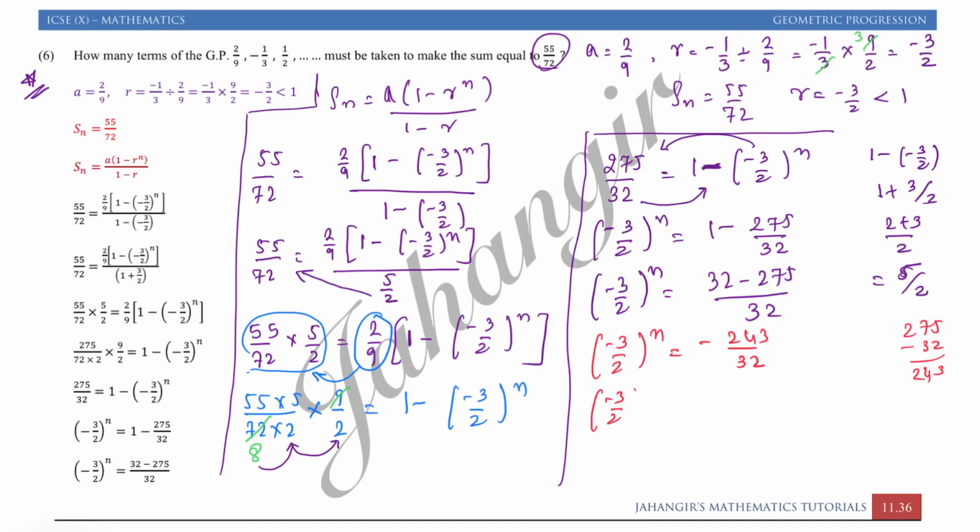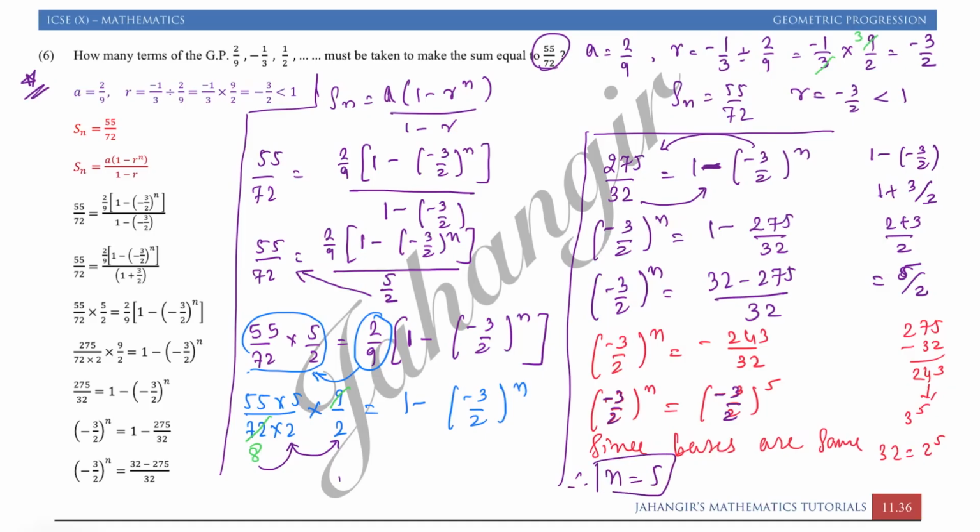So minus 3 by 2 whole raised to n is equal to, this will become minus 3 by 2 whole raised to 5. If you will see, 243 is 3 raised to 5 and 32 is 2 raised to 5. Now we can say, since bases are same, if you see the base is same, that is minus 3 by 2, here also we have minus 3 by 2, so we will equate power, so therefore n is equal to 5. So therefore number of term, therefore S5 is equal to 55 upon 72. This is my final answer.